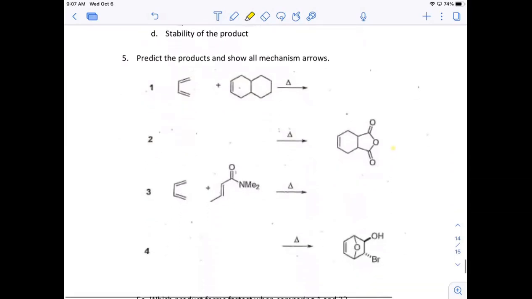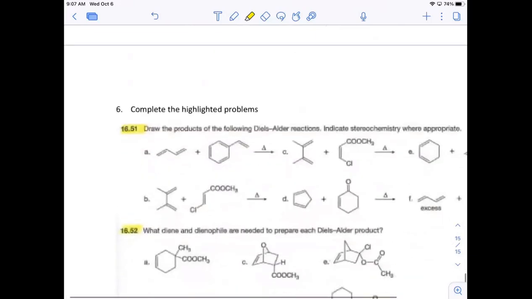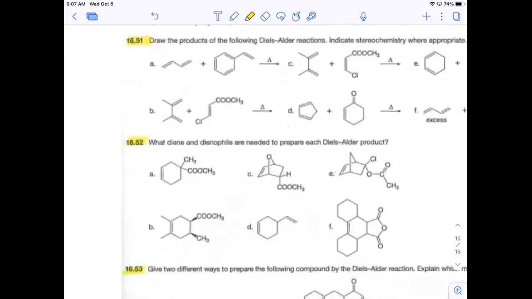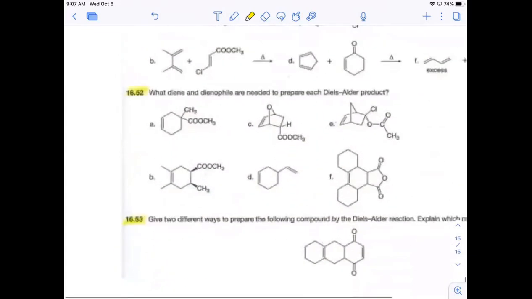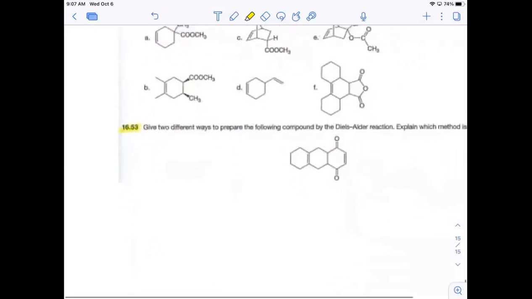So let's look at these questions here, and then we're going to work through several of these examples back here. And then we'll be done with the Diels-Alder section, and we'll start on aromatics on Friday.